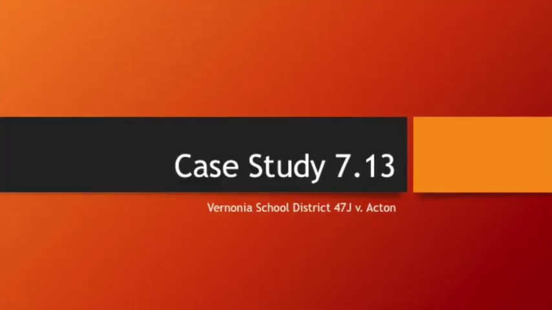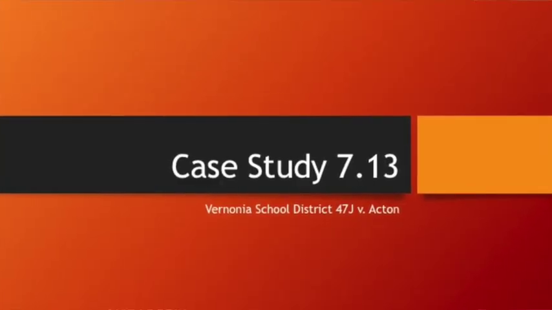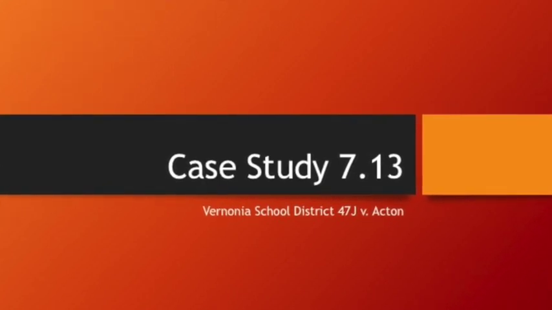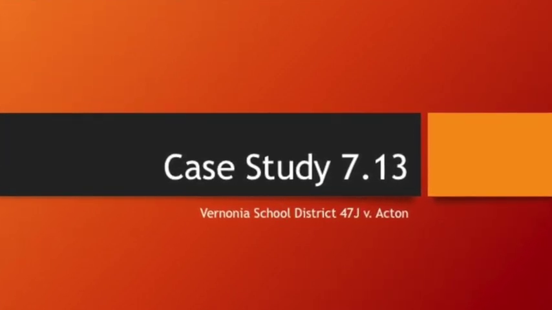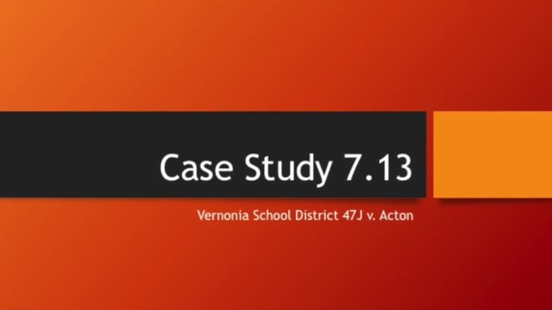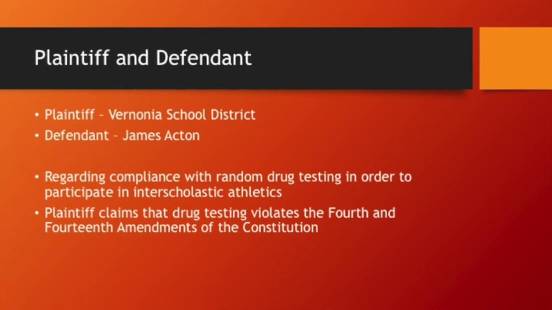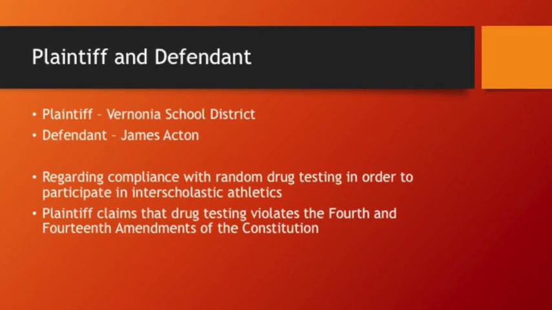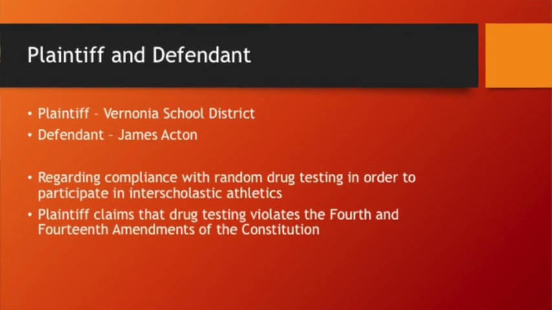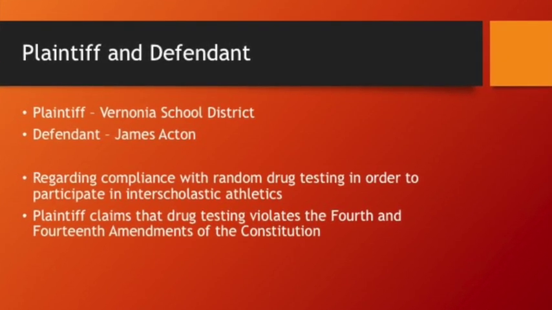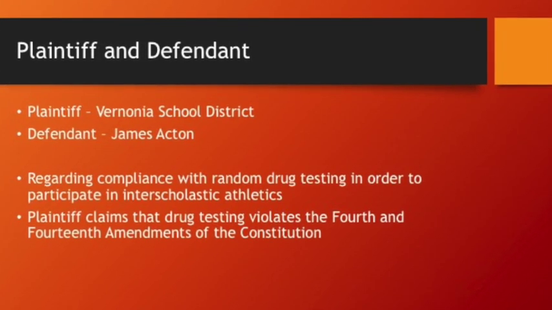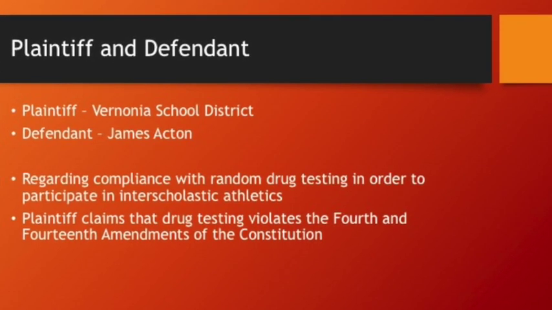I chose case 7.13 off of page 252 in our textbook. This case is concerning Vernonia School District versus Acton. The plaintiff is Vernonia School District and the defendant is James Acton and his parents. The case was concerning compliance with random drug testing in order to participate in interscholastic athletics.